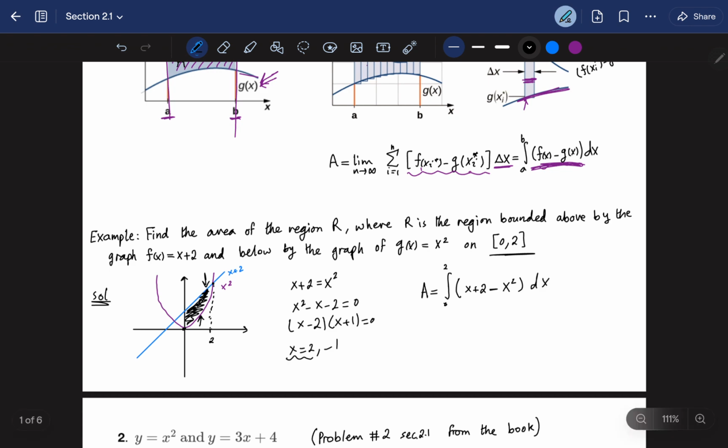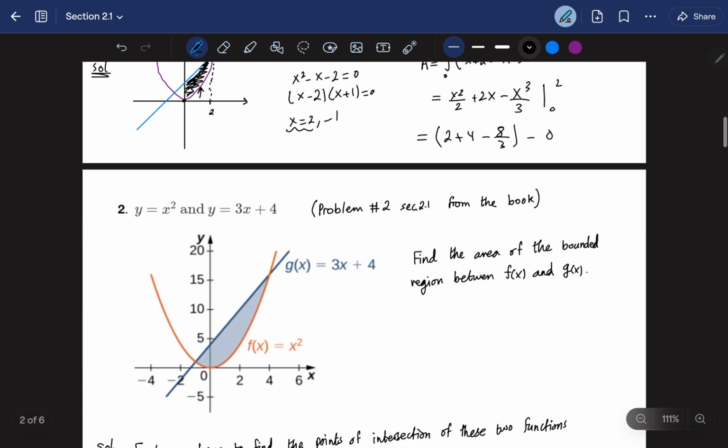And now you integrate easily using the antiderivatives. So this is x squared over 2 plus 2x minus x cubed over 3 from 0 to 2. Upper bound minus lower bound. That would be 2 plus 4 minus 8 over 3 minus 0.